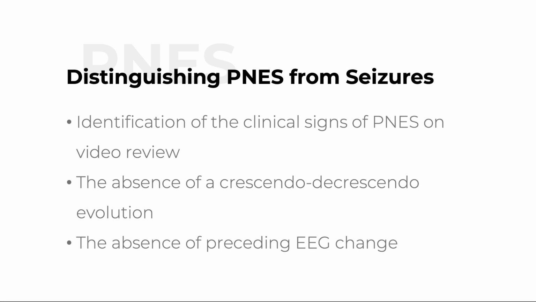And then very importantly, as we hit further lectures, there's an absence of actual preceding EEG change in these patients, because all the EEG findings you're seeing are due to the patient movement. With most electrographic seizures, not all, we'll kind of go through that, you're going to see some preceding change on the EEG that will be indicative of an electrographic seizure.